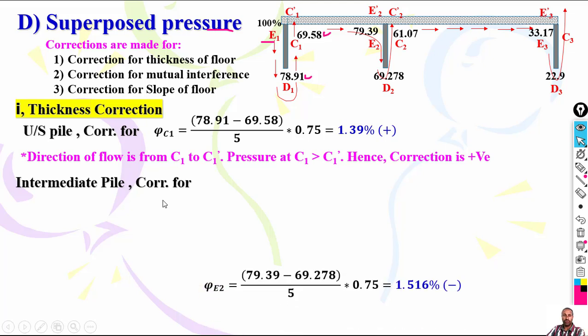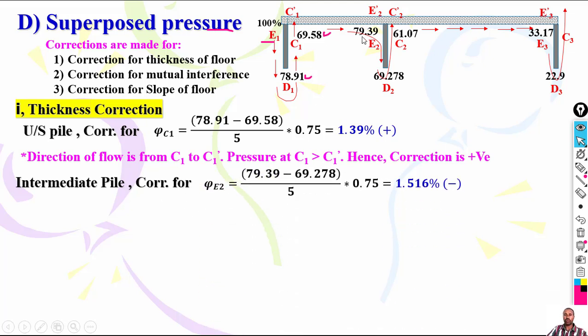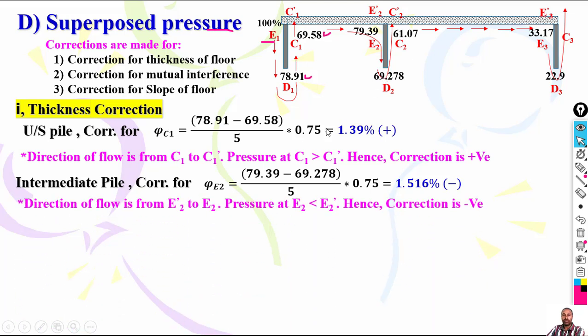Then the intermediate pile correction for thickness, which is E2. Here you just have to compute from 79.39 minus 39.278 over 5 times the thickness of the floor, which gives 1.516%, and it is negative. Negative because the direction of flow is from E2 prime to E2. So the pressure at E2 is less than at E2 prime because the flow direction is going like this, hence the correction is negative.